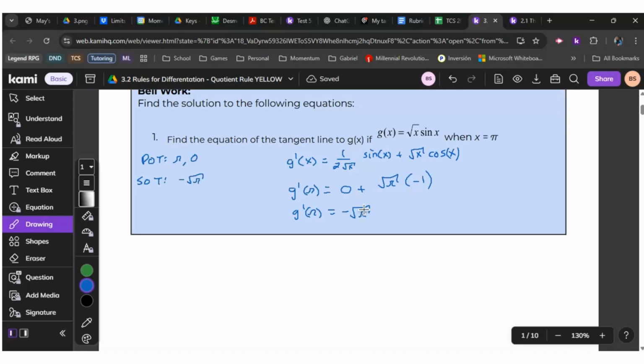All right. So then I can write the equation of my tangent line. y minus 0 equals negative root pi times x minus pi. Amazing. Are we good? Amazing.